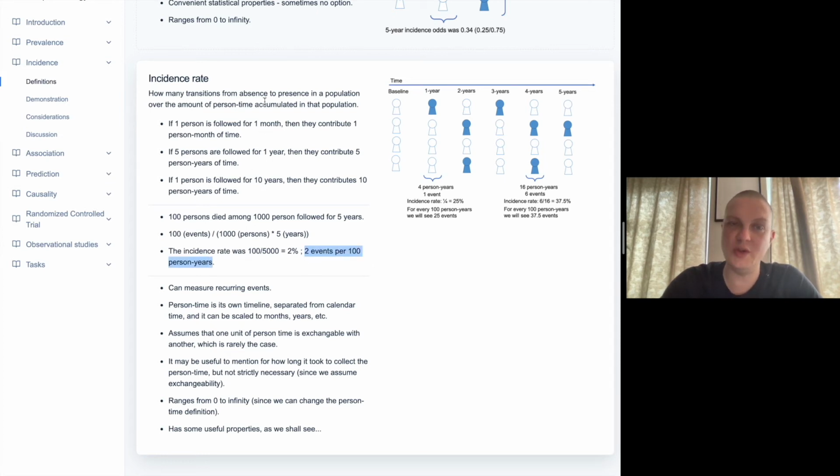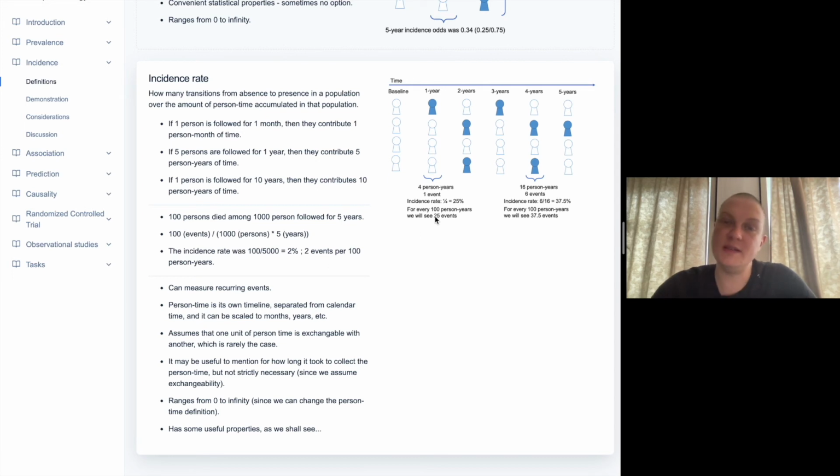So you need to understand all of this to really get to this, but this sort of puts it into context. So it makes sense. So you're counting the number of events that occur, the number of transitions, per, for instance, 100 person years. Or you could also do per 1 person year or per 10 person months. It depends on how long and what kind of scale you're measuring at.